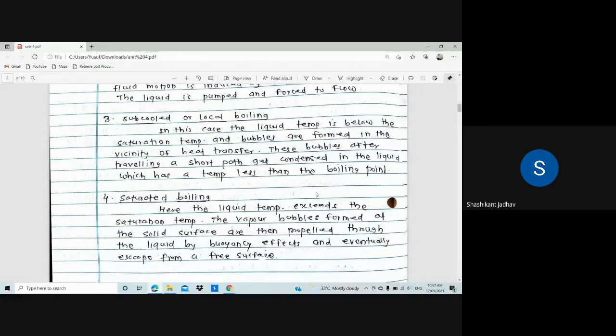Okay, after completion put your roll numbers in our chat box. Remaining part we have to take in tomorrow's lecture. All of you put your roll numbers in the chat box.